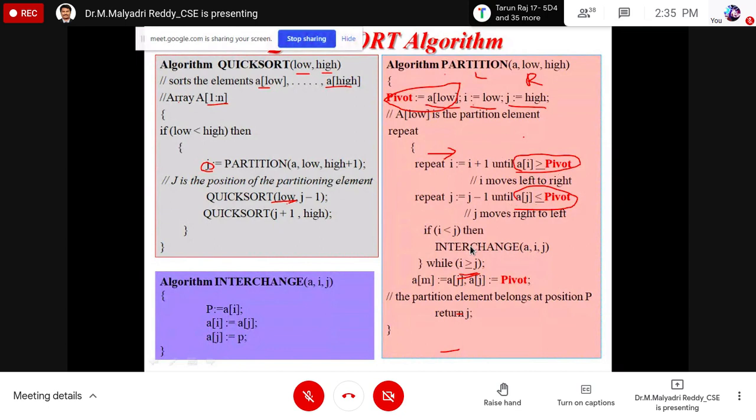Same procedure is repeated. If both conditions fail, if I is less than j, then swap that element. Interchange that element. So the smaller element you replace with the greater element like this. The same procedure is completed. So finally we have to swap the pivot element. A of j element is replaced with pivot. So by using this pivot position, j position, the complete array is partitioned into two parts. One is the left subarray.